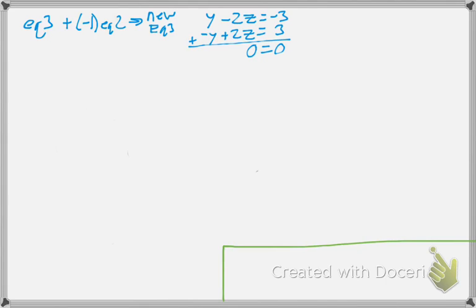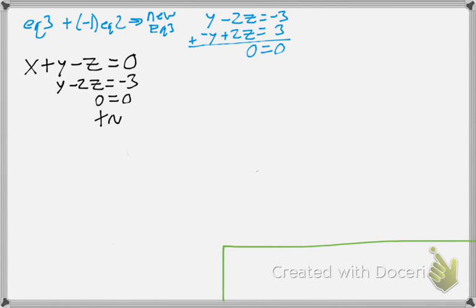So I want to update my system. This will be x plus y minus z is equal to 0. Y minus 2z is equal to -3. And then 0 is equal to 0. So this is a true statement, which means it is going to be infinitely many solutions. However, when it is infinitely many solutions, we do need to express it as an ordered pair, or in the previous section it was an ordered pair. This will be an ordered triplet.